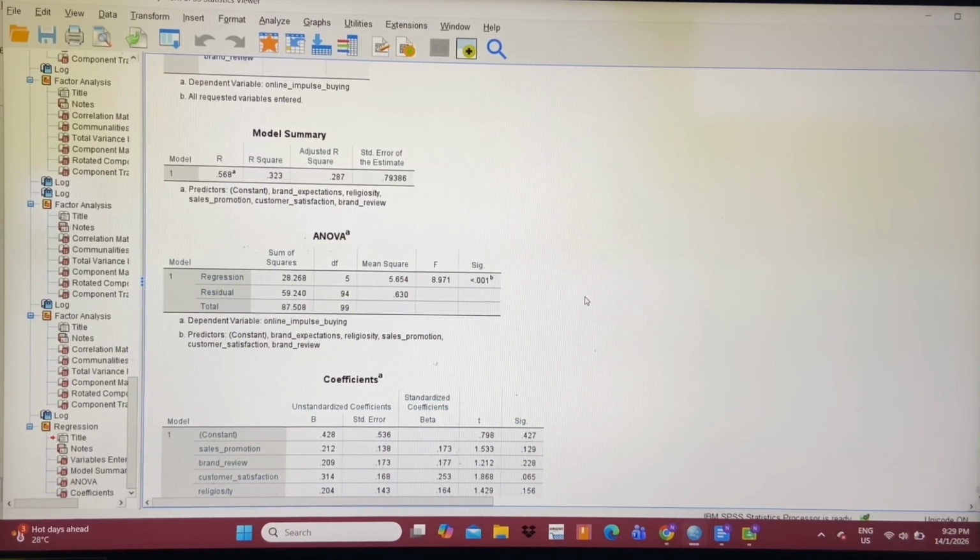So that concludes my demonstration of converting the scale into a summated scale and performing regression analysis using SPSS.